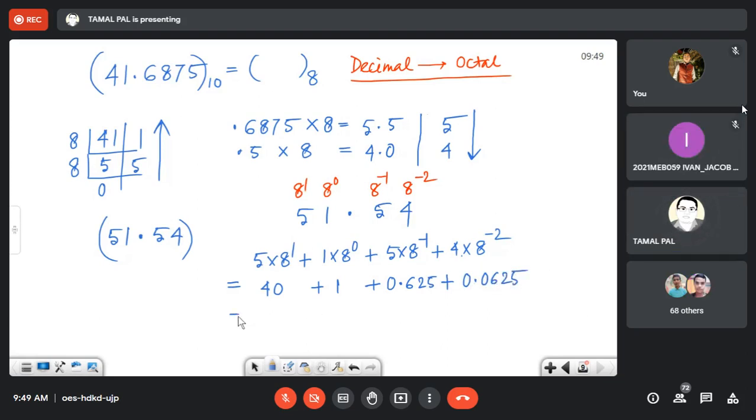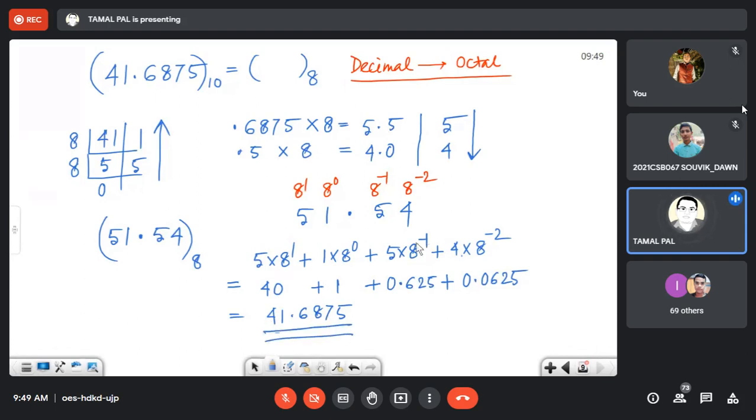Okay, I am not calculating. Then sum this up and tell me. 41.6875. So there is no problem with the rule. We can convert it into octal and we also managed to get it back into decimal. No problem. Okay, I think you know it.